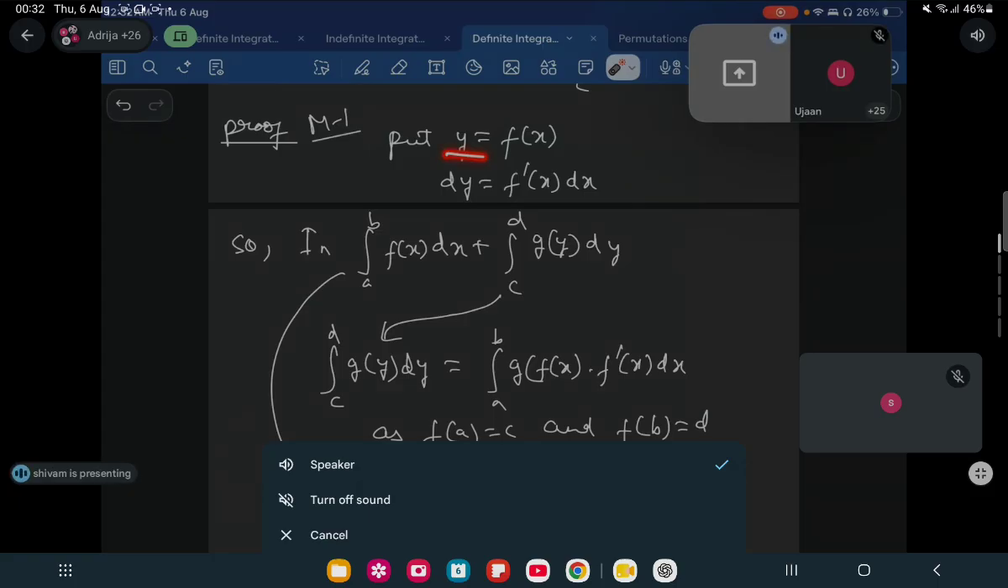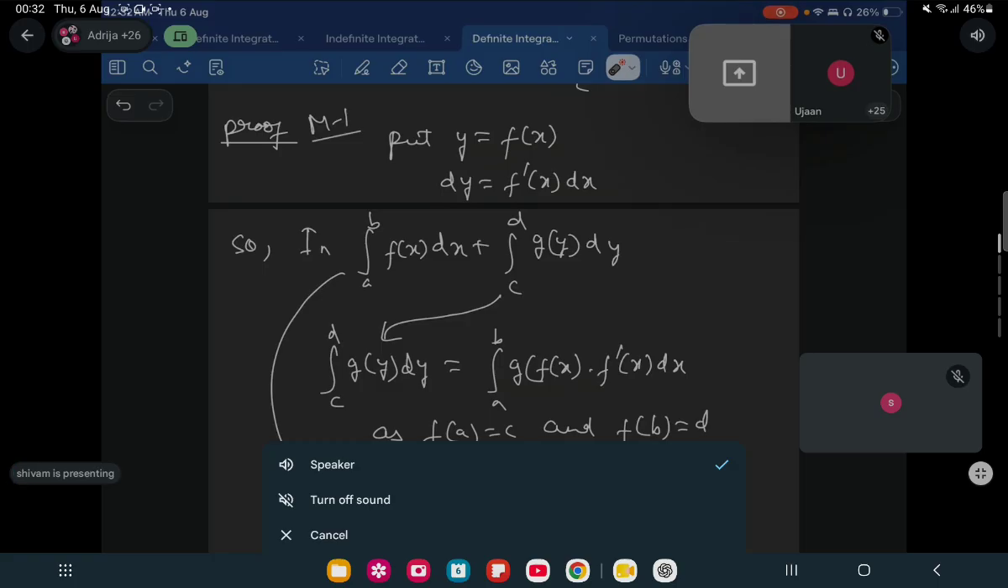So Ujan, I have taken the substitution y equal to f of x. Right. So dy will be equal to f dash x dx. Tell me, Ujan. Yes, sir. Okay. Instead of y, can I substitute f of x? And instead of dy, I can substitute f dash x dx. Right. Tell me. Yes, sir. And you know that f of a equal to c.